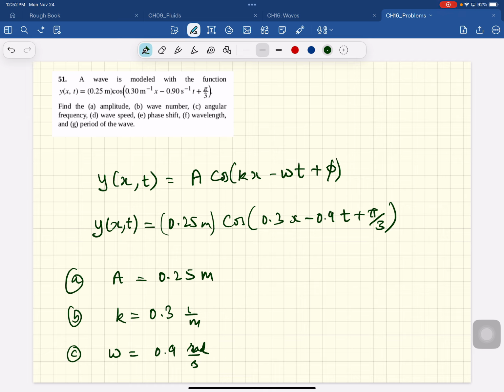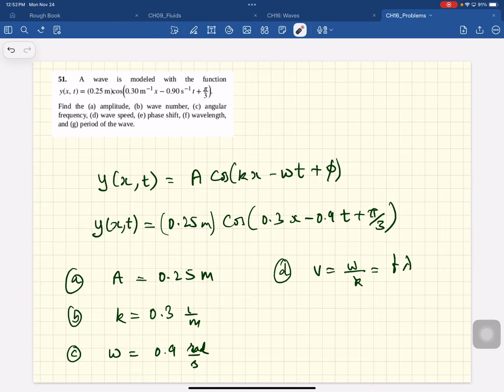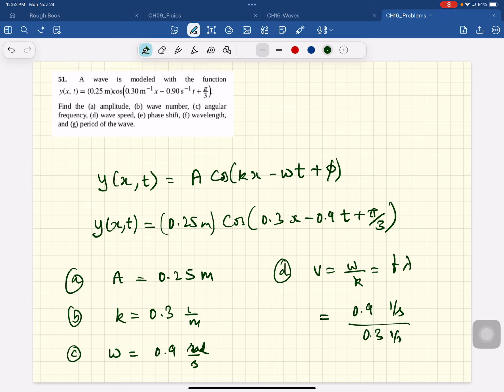Wave speed is omega by k, which is also equal to frequency times lambda, but since we have omega and k, we'll write it in those terms. Omega is 0.9 and k is 0.3, 1 over meters, so wave speed is 3 meters per second.